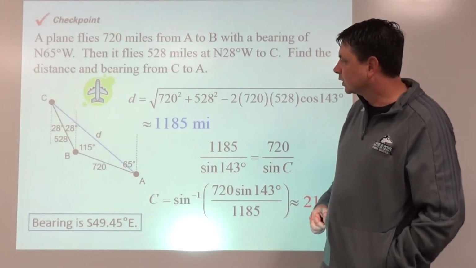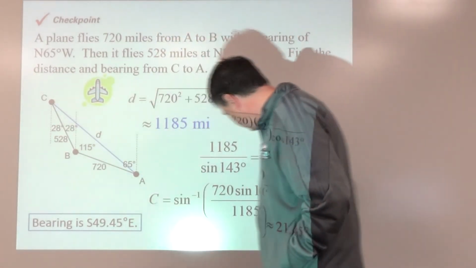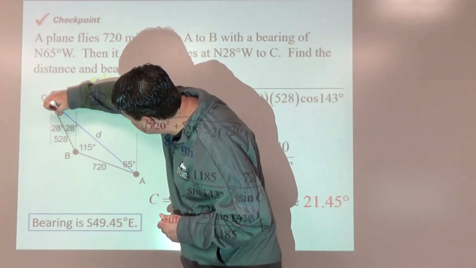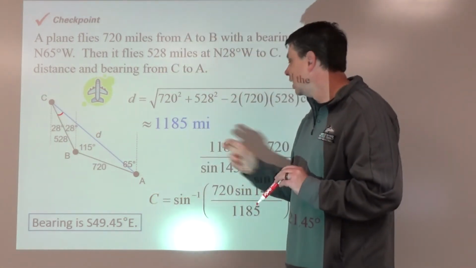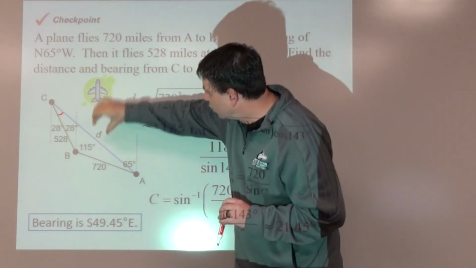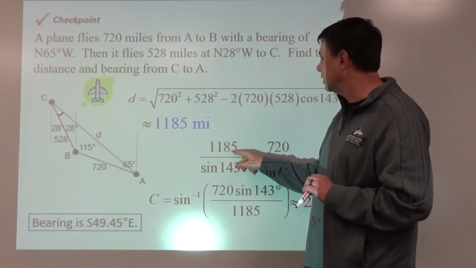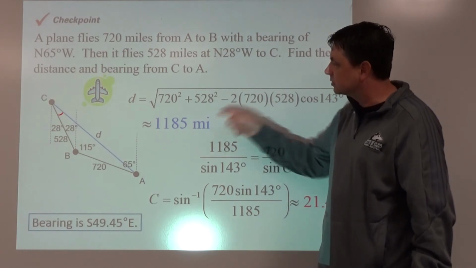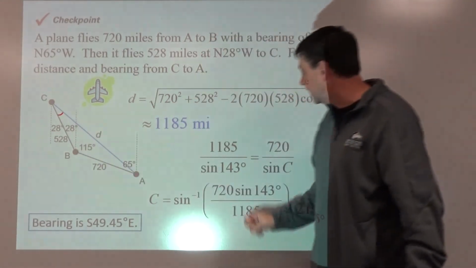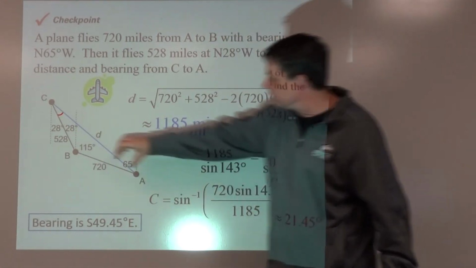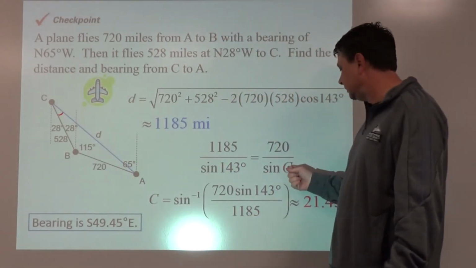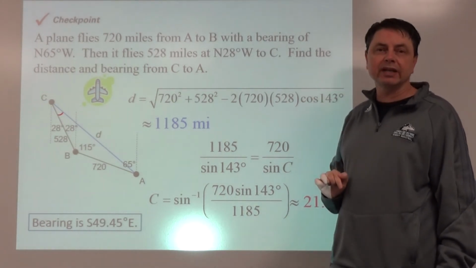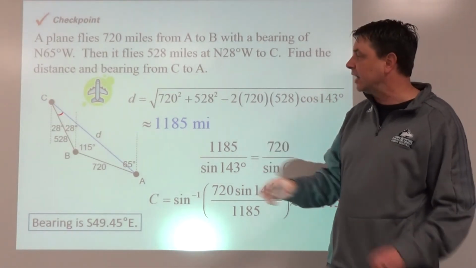From there, we can find angle C. Now when we're talking about angle C, we're talking about in the triangle, so this one right here. So law of sines can find that. Our d here, 1,185 divided by the sine of the opposite angle, the one that was created by adding those two angles, 143, is equal to the 720 over the sine of C. And that's going to tell us that C is about 21.45, but that's not a bearing angle because it's not touching a north or south line.